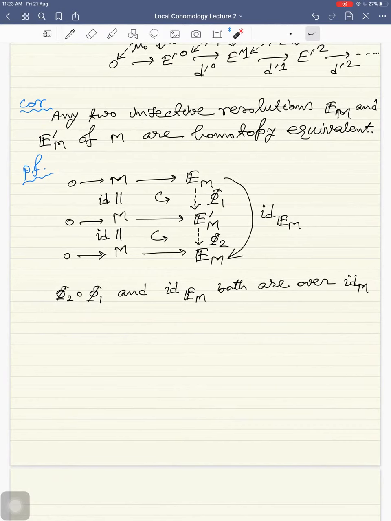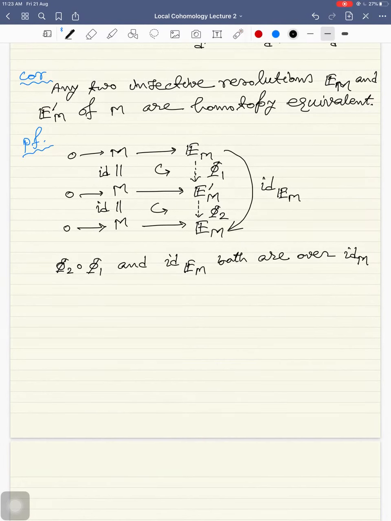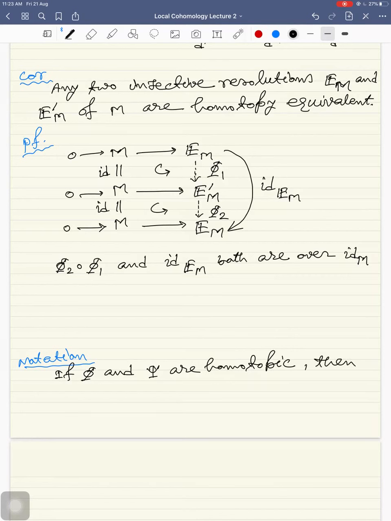So I should write this notation: if two cochain maps phi and psi are homotopic, then we denote that by writing phi is homotopic to psi. So this is just notation we want to use here.